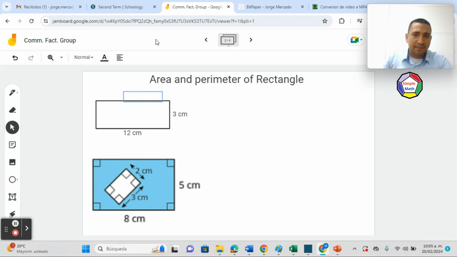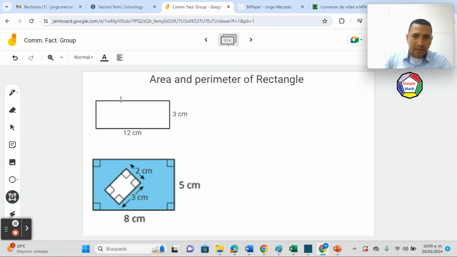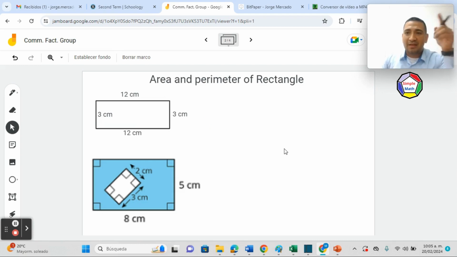So we can say, let's change the color, that this is also 12. Yes, this is 12 centimeters. And then this is also 3 centimeters, right? 3 centimeters. I want you to keep in your mind, in all the rectangles that you have to come up with a solution or you have to solve an exercise about.